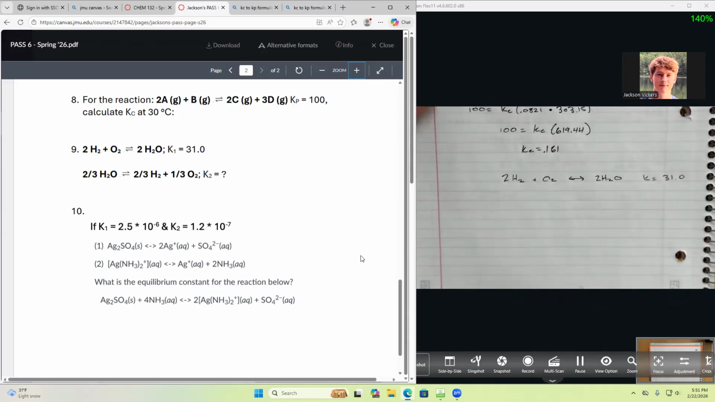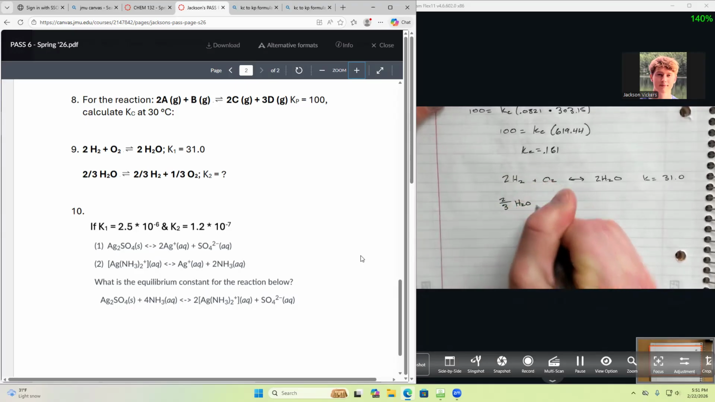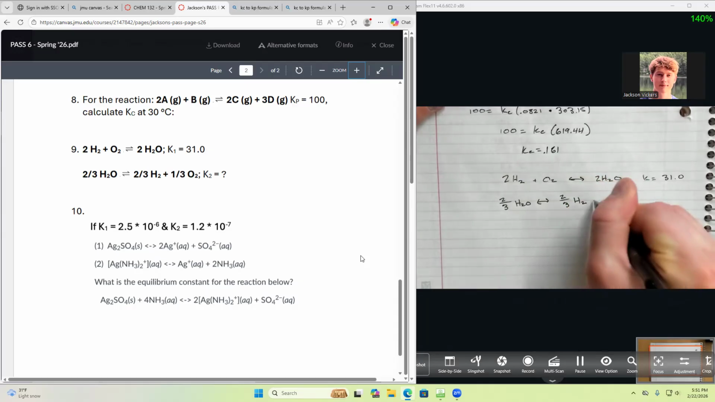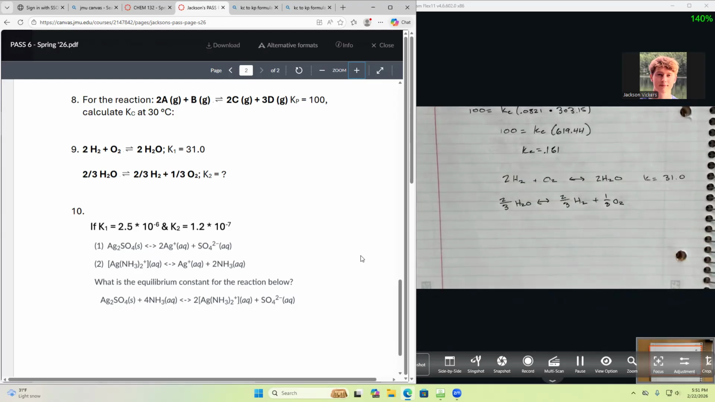The next part, though, now we have 2/3 H2O at equilibrium with 2/3 H2 plus 1/3 O2. So we've done a couple things here. Name one thing that we've done to this expression. Yep, we've divided everything by 3, or multiplied it by 1/3, either way. All the coefficients have been divided by 3. And what else did we do? Yeah, exactly. We flipped the expression.